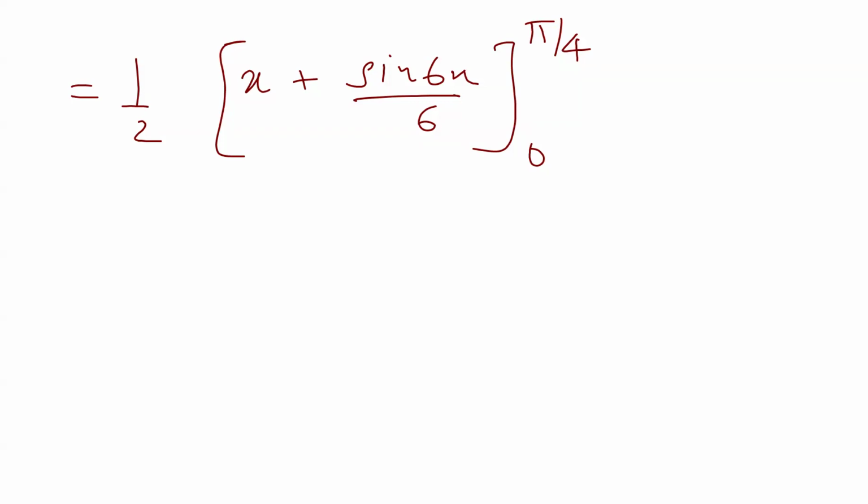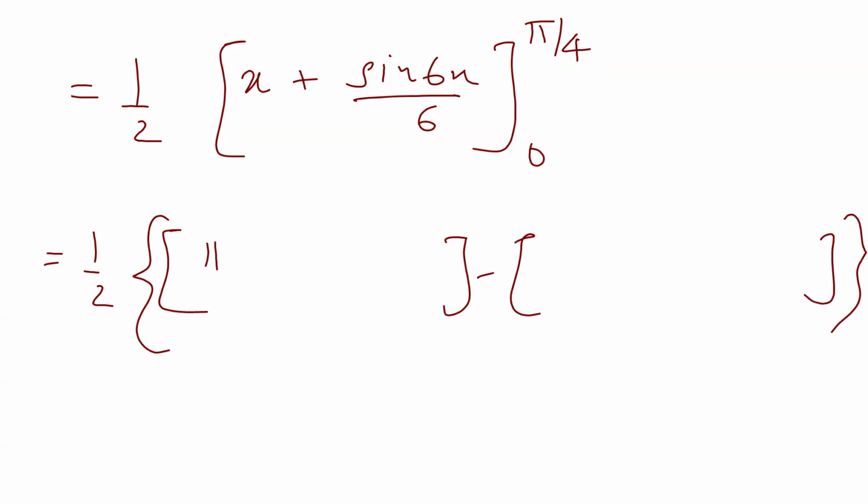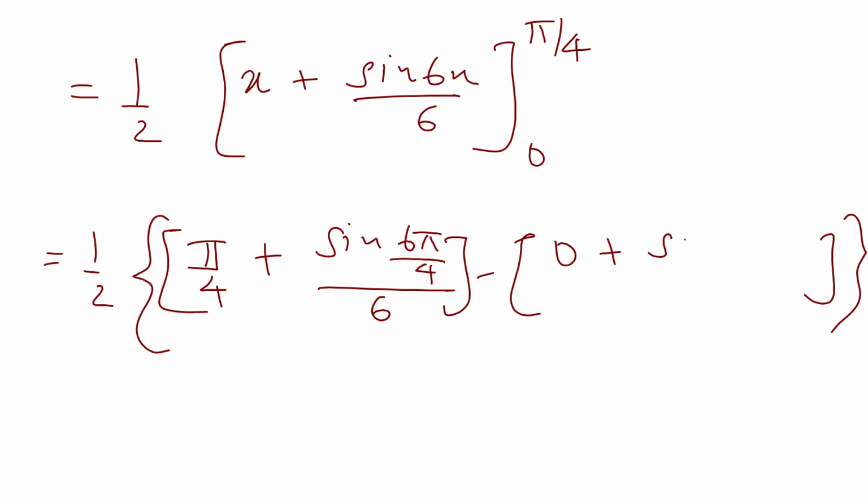Now I am going to do box minus box. Curly bracket: pi by 4 plus sine 6 pi by 4 upon 6, minus the lower limit 0, sine 6 into 0 upon 6.